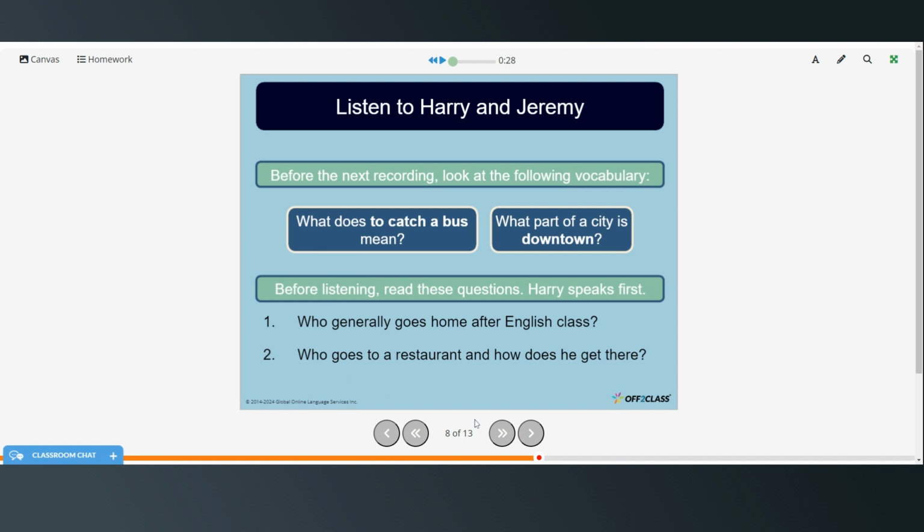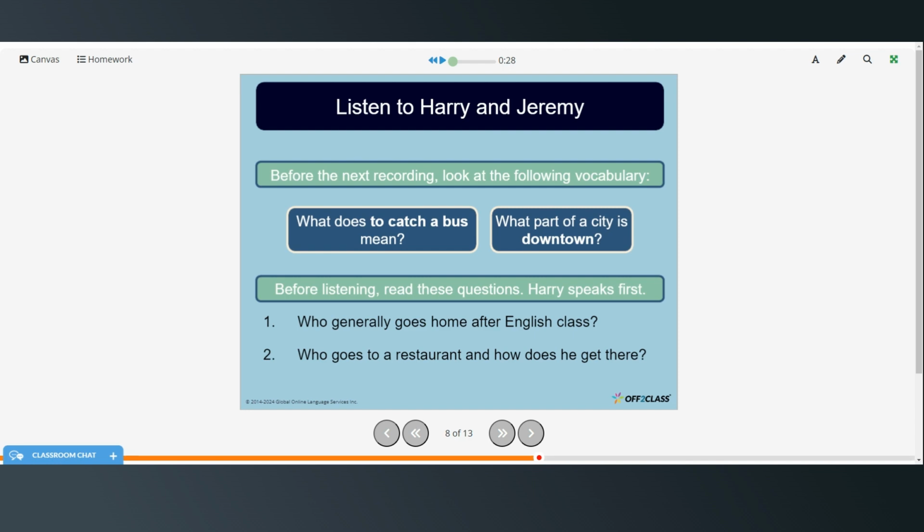All right, we're going to listen to Harry and Jeremy, but before the recording, let's look at the following vocabulary. So what does it mean to catch a bus? If you've ever heard that expression, to catch a bus just means that you wait for the bus, and when the bus arrives, you get onto the bus and go to your destination.